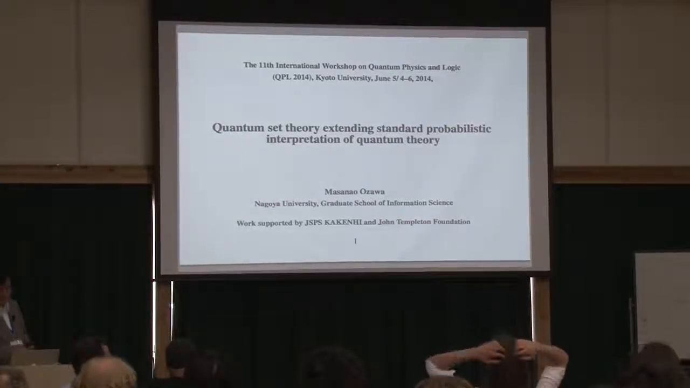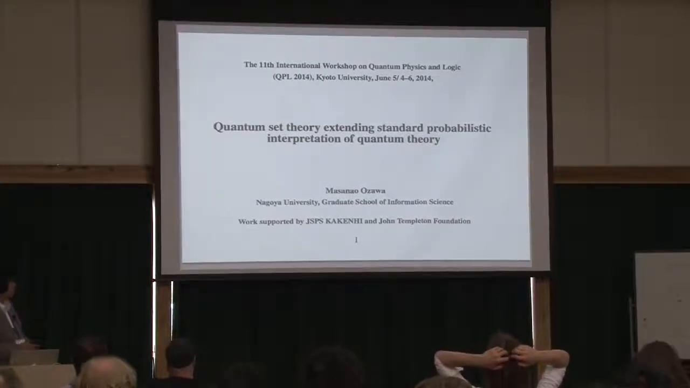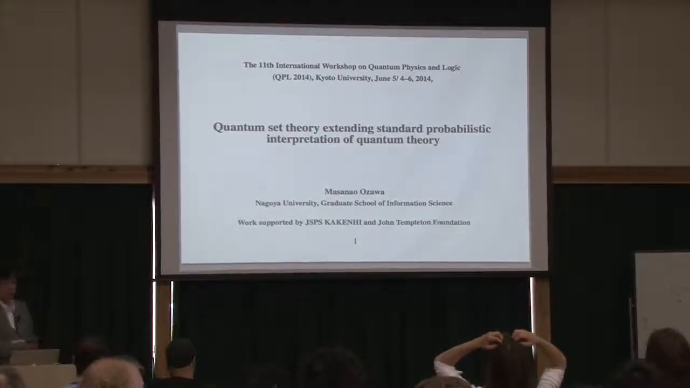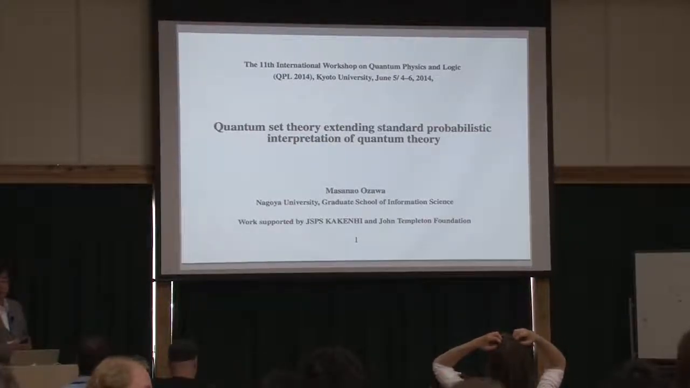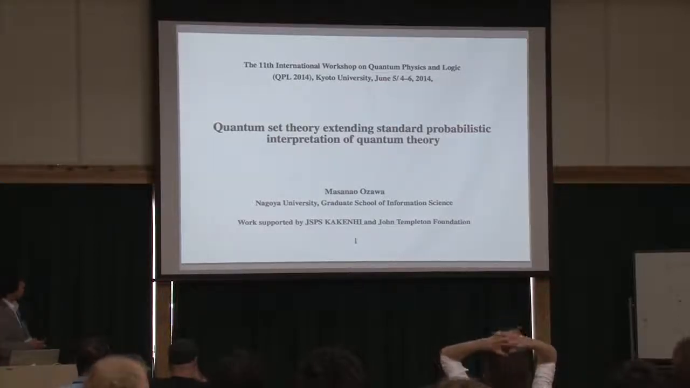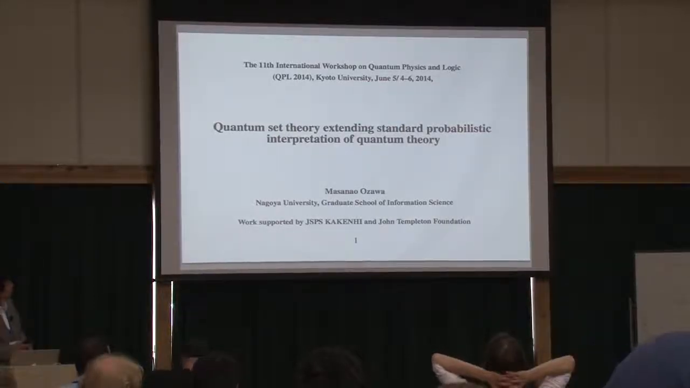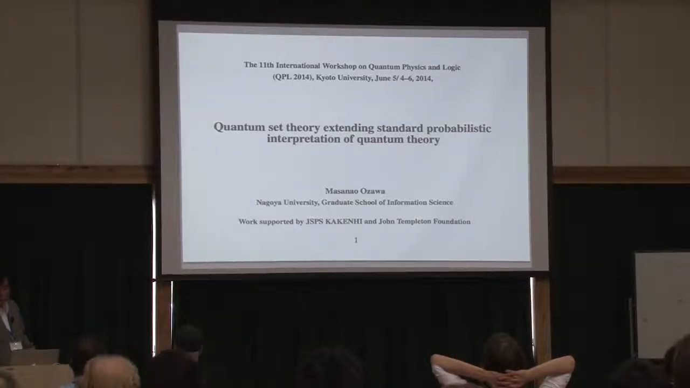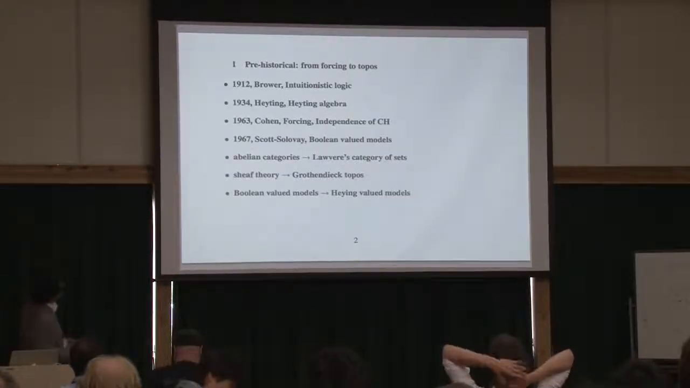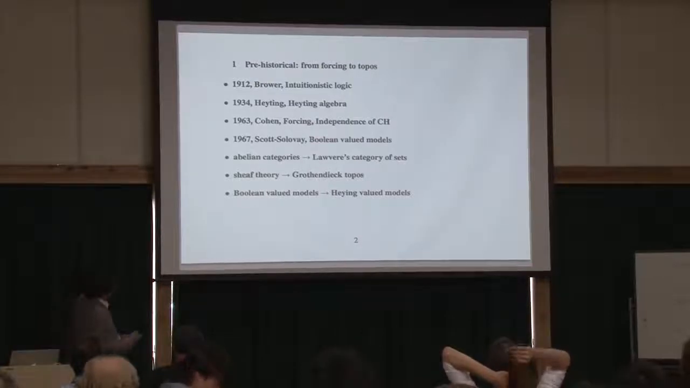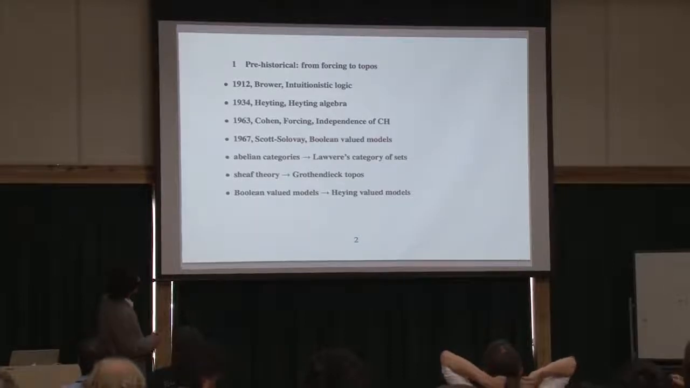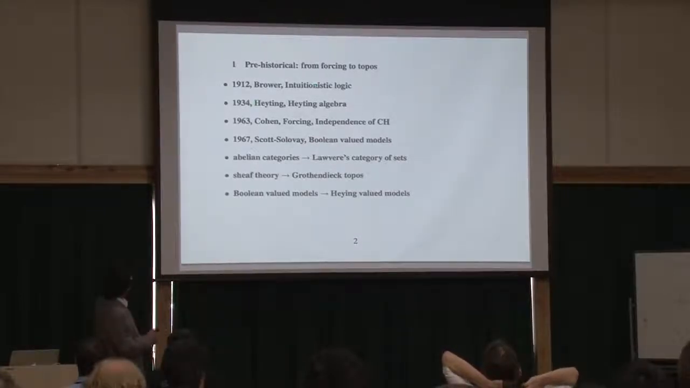And now I'd like to explain how this new set theoretical structure is useful in standard quantum theory, especially in some controversial problems currently in debate. So now we start with some brief history of theoretical models, from forcing to topos.